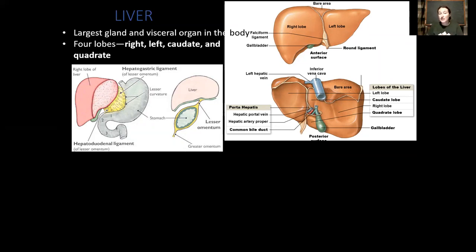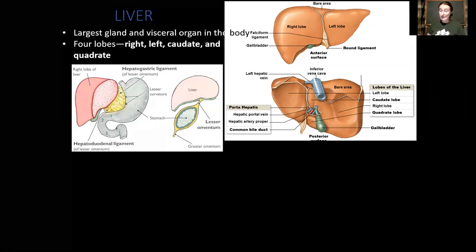Also, it is the largest visceral organ in the body. If we were doing a dissection, you would see that the liver really does take up like half of the abdominal cavity. It is huge, especially in something like a cat that eats all sorts of kind of funky stuff and therefore needs a big liver in order to process all of that kind of funky stuff.